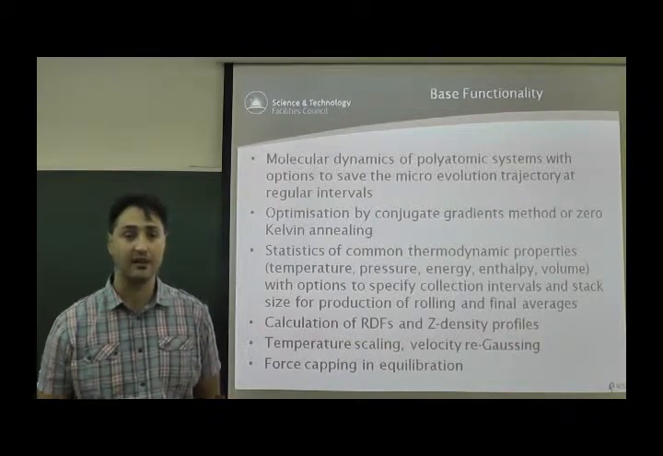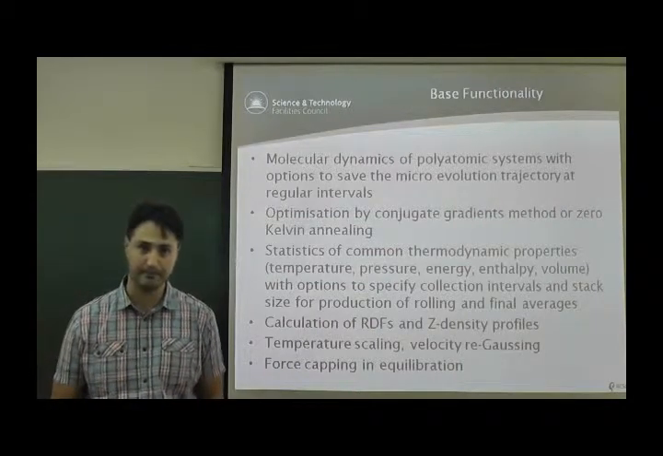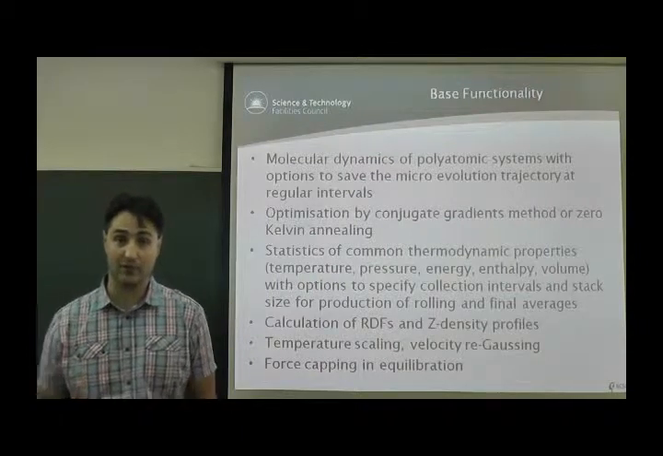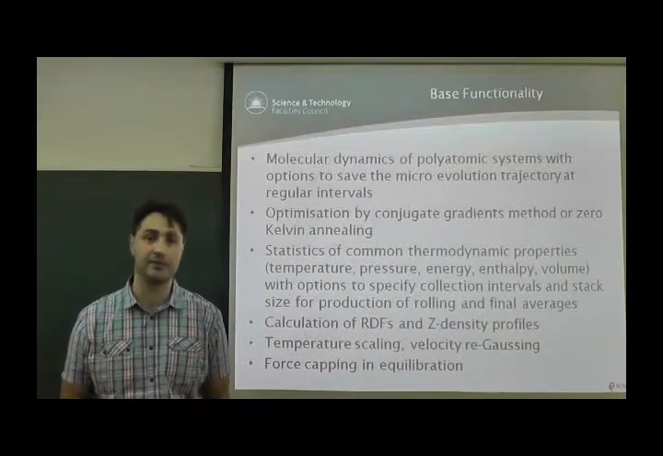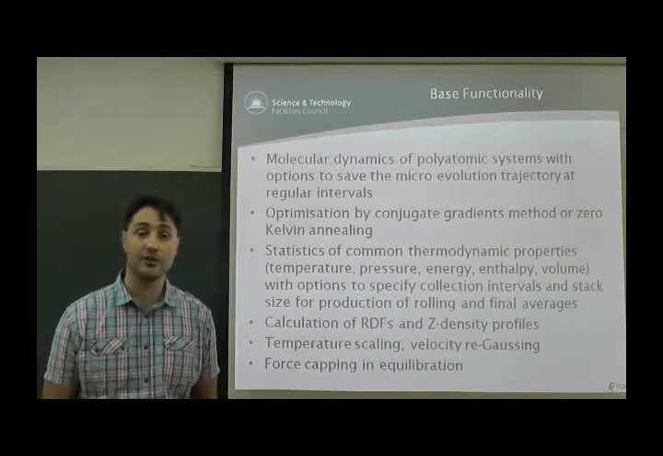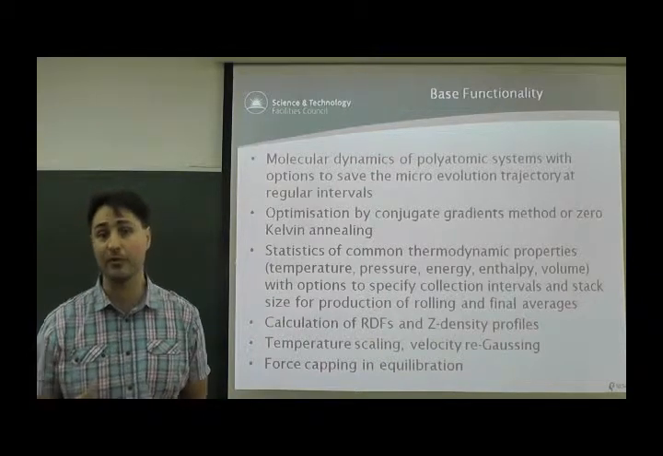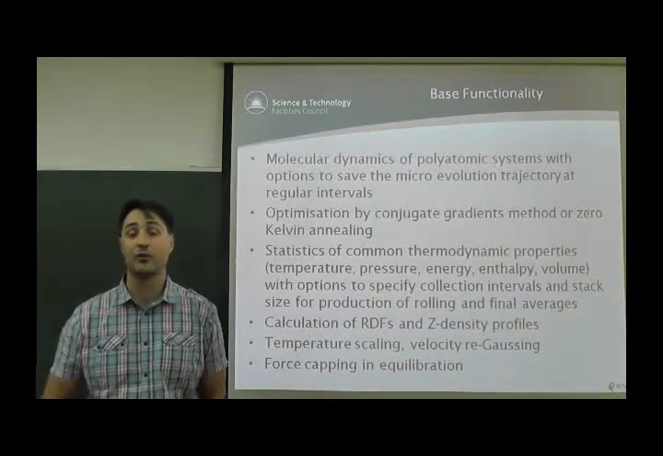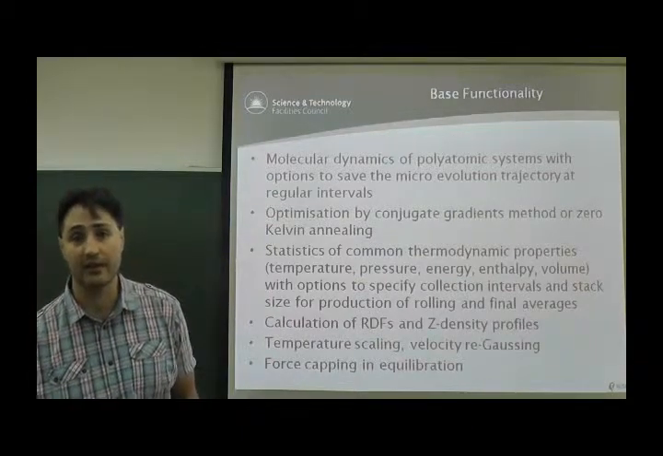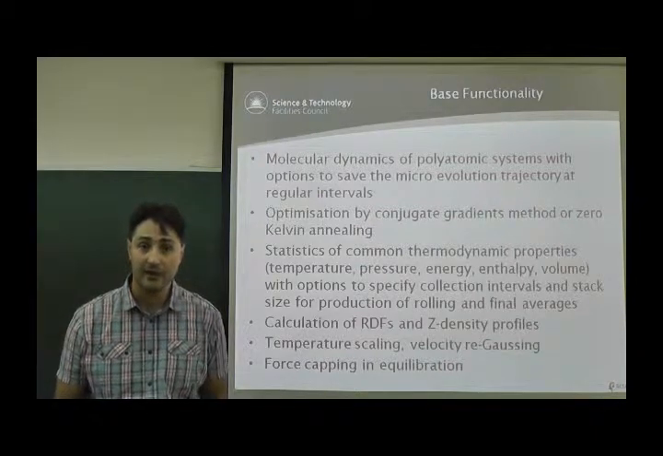And the zero Kelvin annealing is a very clever approach by which we can approach equilibrium safely. We can calculate various common thermodynamic properties such as temperature, pressure, energy, enthalpy, volume, and we can have statistics on them and look at their fluctuations at the end. We have options to specify what to calculate at certain intervals of time, for example, such as redistribution functions and z-density profiles.